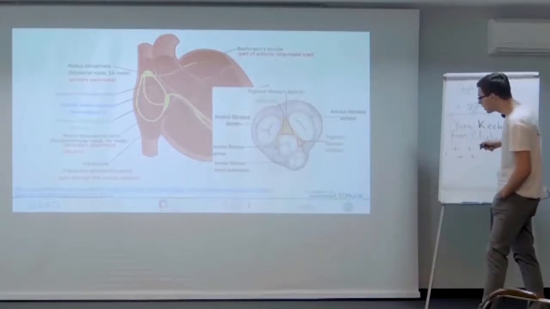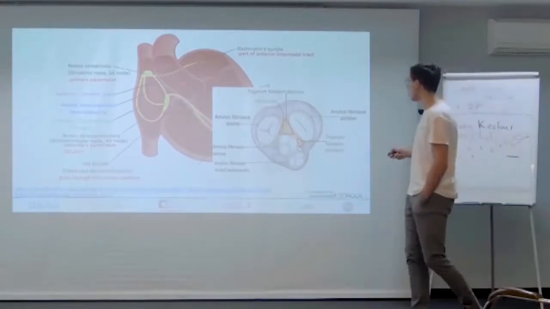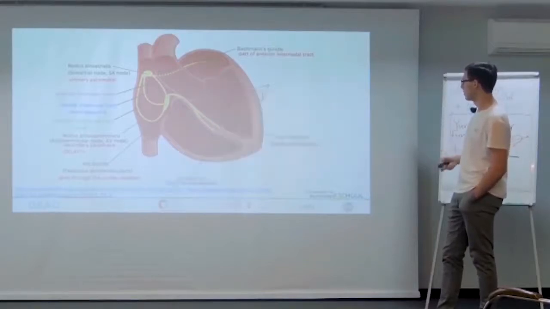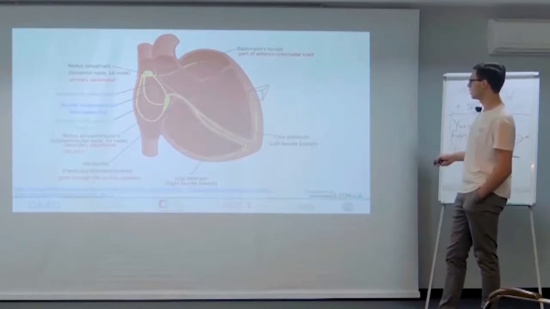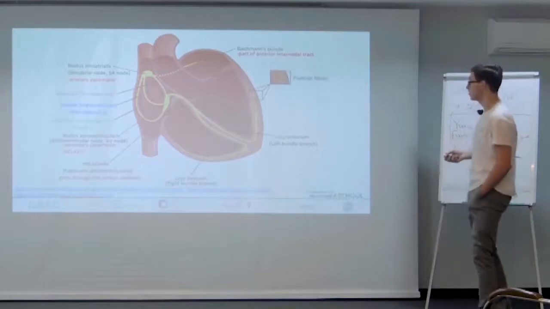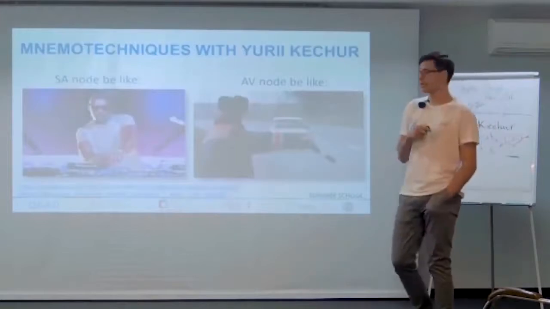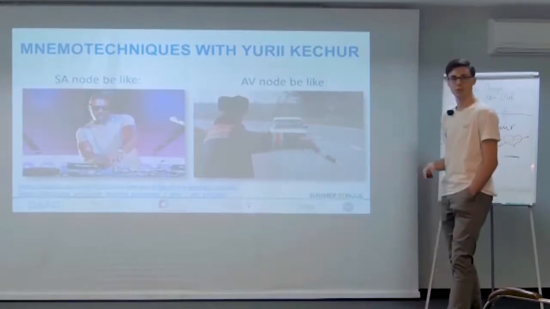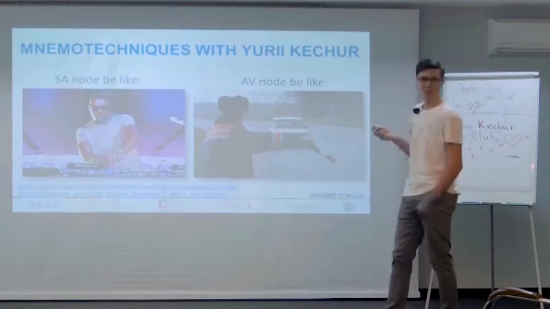So this His bundle, as you see here, this green thing, is the only place where the signal goes through this cardiac skeleton, through this isolation. After that, it goes in the septum interventriculare and divides into crus dextrum and crus sinistrum. And after that, it divides into Purkinje fibers, which supply the signal to the whole ventricle. So, mnemotechnics, you need to memorize this. The SA node is like a DJ, and the AV node is like a traffic cop. He's like, stop, you are arrested, please show me your documents, or something like that. Okay, did you get it?